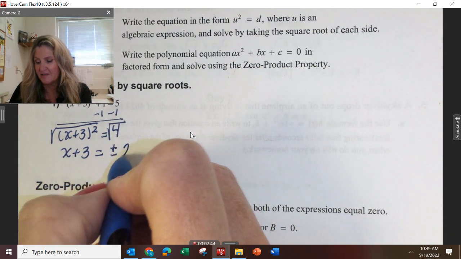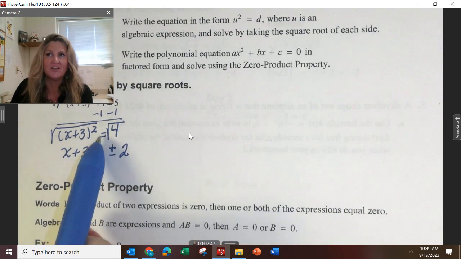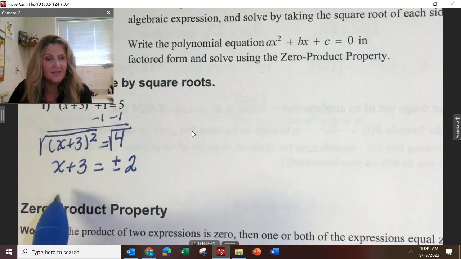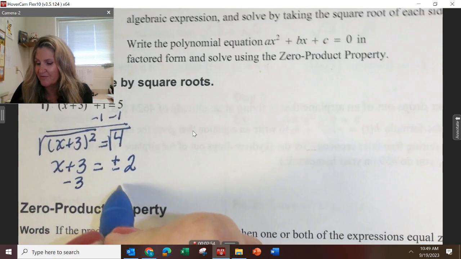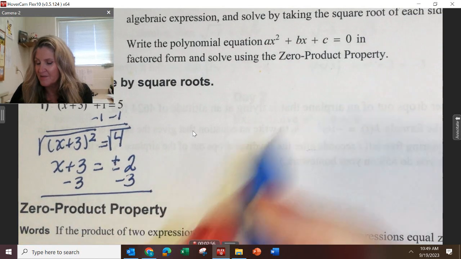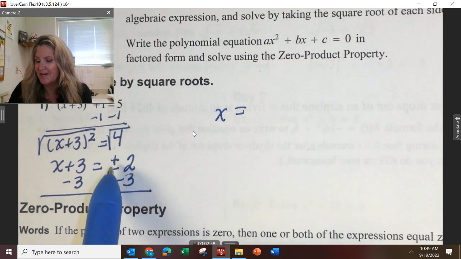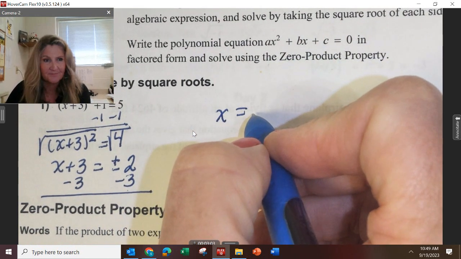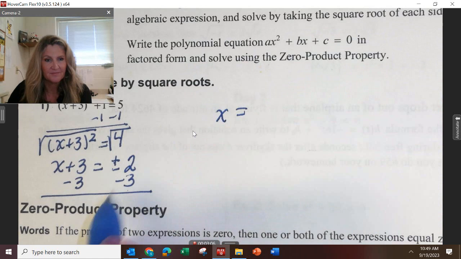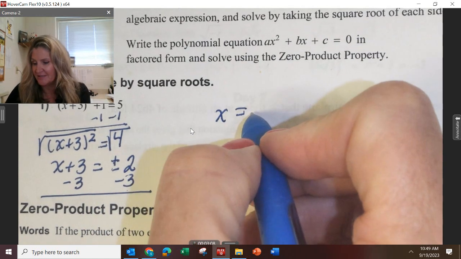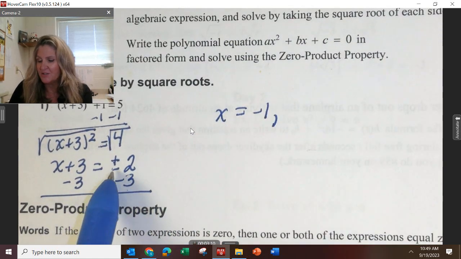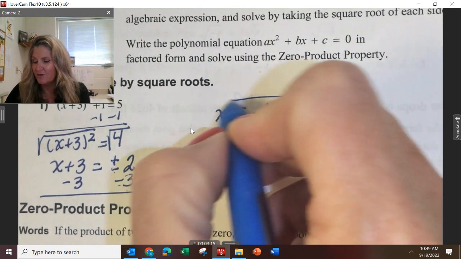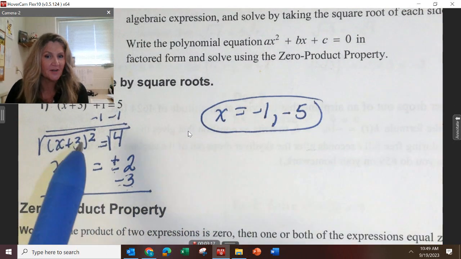Plus or minus. Anytime you have an equation and you take a square root, you have to put plus or minus. And then to solve this, I can subtract 3 from both sides. So my solution then, I'm going to have positive 2 minus 3. What's the answer to that? I'm doing positive 2 minus 3, that's negative 1. Or I can do negative 2 minus 3, and what's that going to be? So those are the two solutions that should work.